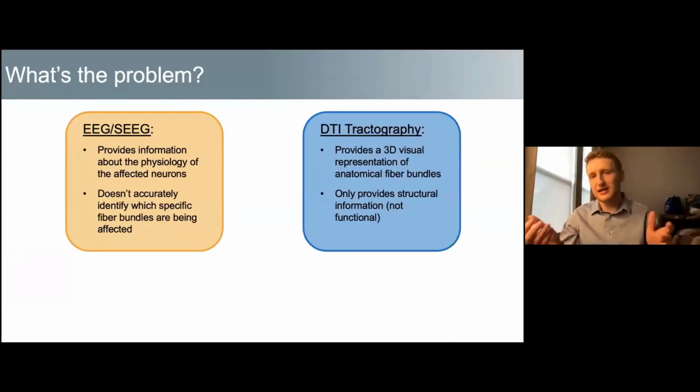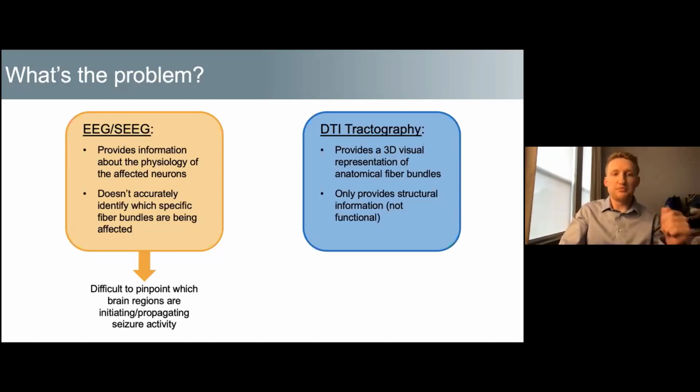So if we have these ways to study the brain, what's the problem? Well, EEG and SEEG in their nature are only giving us information about the physiology of the affected neurons. They don't accurately identify which specific fiber bundles are actually being affected, though. So it's more of a regional basis. We know in this region that something's not going right, but we don't know that it's this specific fiber bundle going wonky. And the problem is this makes it difficult to pinpoint which regions of the brain are actually initiating or propagating the seizure activity, making it difficult for physicians and researchers to kind of hone in on where to either study or target treatment.